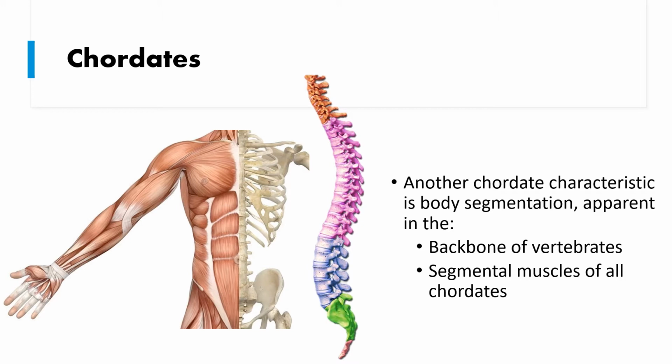Okay, another main characteristic of chordates is going to be body segmentation. Body segmentation is something that we've seen in groups like the annelids, where you have these segmented parts of the body. It's a little more difficult to see this in chordates, but it is there. You can actually see this in the backbone of vertebrates. The vertebral column is going to have these segments, repeated units. And also how muscles are arranged are going to be in segments.